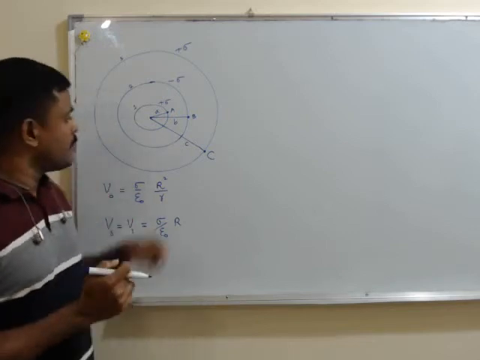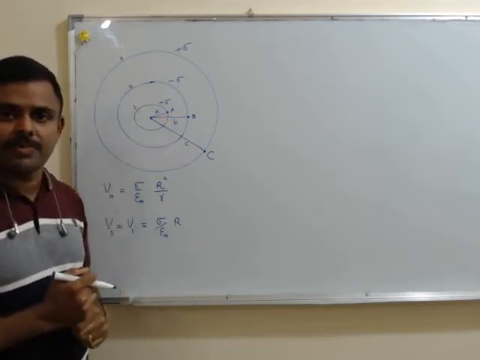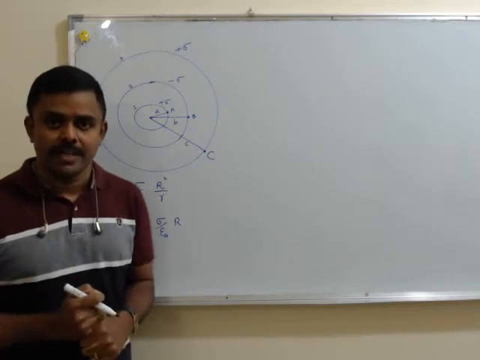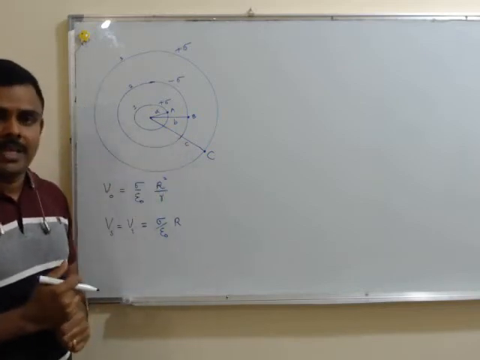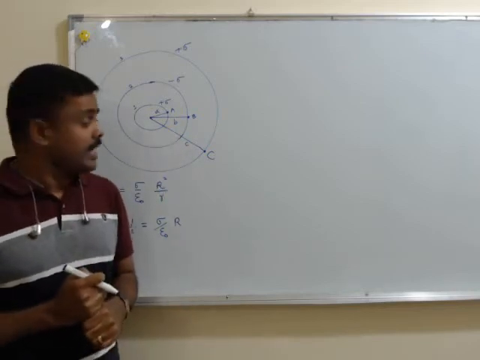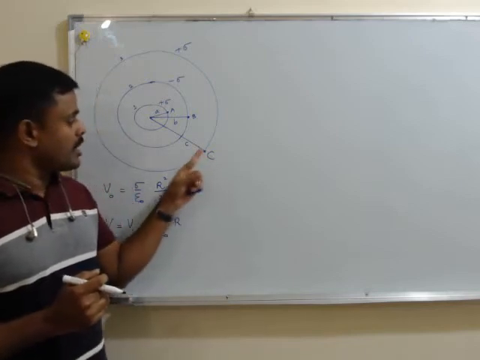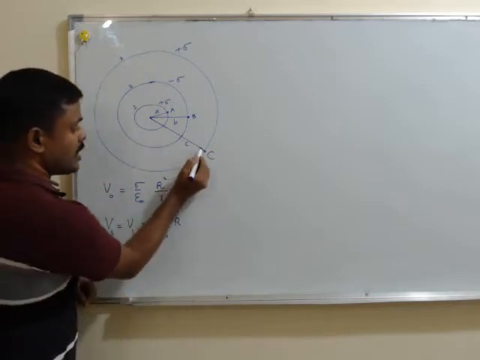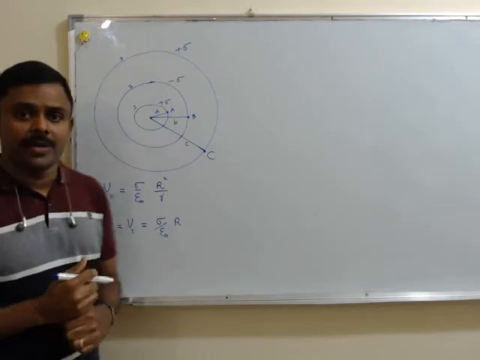Potential at the point A, which is a surface point for the innermost sphere. Potential at B, which is the surface point for the intermediate sphere. And potential at C is what? C is a point on the outermost sphere.